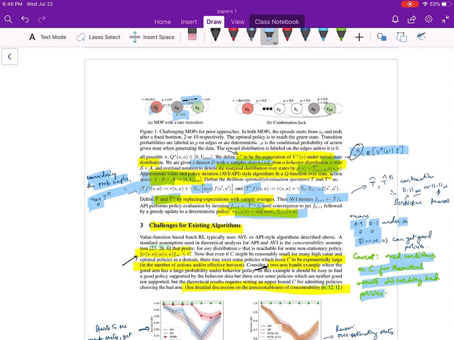Let's see. You would start in S0 with 0.5 probability. You would go to S1. You would go 50% chances to the left, and in every state you would end up in the S10 state with 50% probability. But what about the reward?